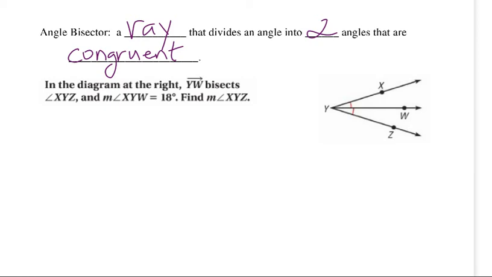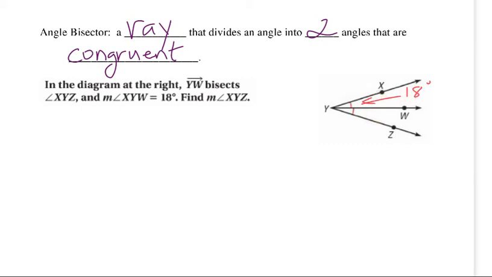So in this problem, we know that since ray YW bisects this full angle, and it tells us that angle XYW, this first part, is 18 degrees, then we need to find out what angle XYZ is equal to. Well, if this first one is 18 degrees, and the second one is congruent to it, then that one is also 18 degrees because they are congruent, or equal in measure. So if both of them are 18, then technically we could just add 18 and 18 together, or you could double 18 to find the angle XYZ.